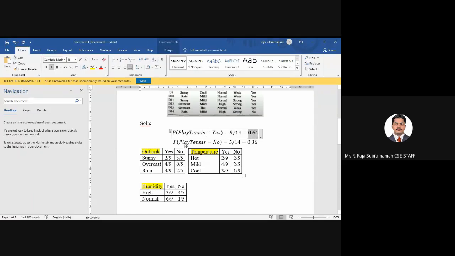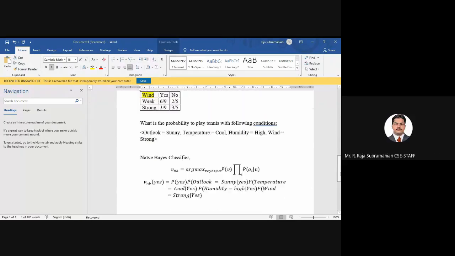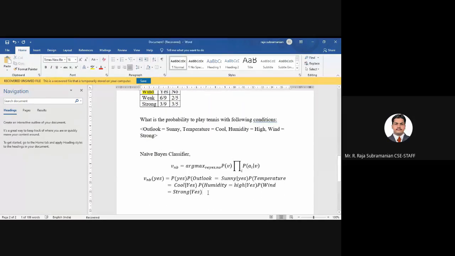That is the total sample probability. If I want to calculate the probability of S, what is that? 9/14. I can take it as 9/14 or 0.64, or as she says, we can take it as 9/14 itself. So this will be equal to 9/14 and outlook is equal to sunny given S.